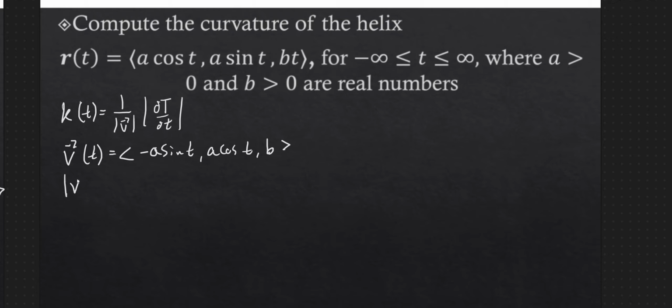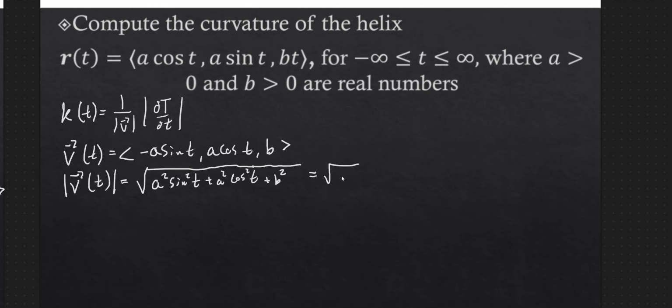Magnitude of velocity, so our speed. It also tells us if it's an arc length parameterization or not. So our speed is the square root of a squared sine squared t plus a squared cosine squared t plus b squared. Sine squared plus cosine squared is 1, so this is all just a squared. So this is the square root of a squared plus b squared. Cool.